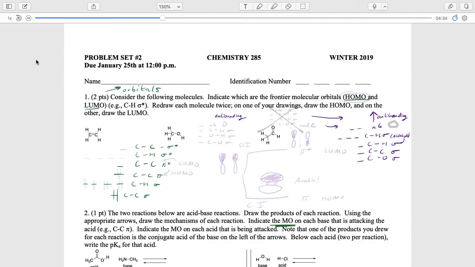Now filling up the orbitals, we go 1, 2 for carbon-carbon sigma, then for carbon-hydrogen, 1, 2, 3, 4, 5, 6, 7, 8, and then 2 in the pi. So that's the total orbital energy diagram for ethylene itself.